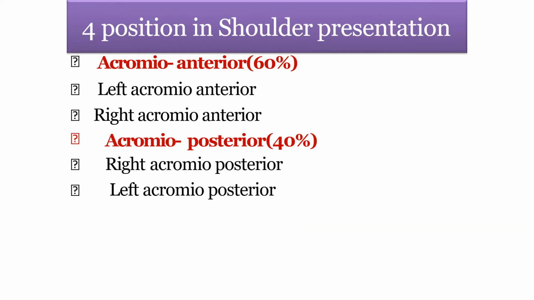Next, we can see the different positions in the shoulder presentation. In the case of shoulder presentation, the denominator is the acromion process of the shoulder. If the acromion process is pointing towards the left iliopectineal eminence, that position is left acromio-anterior. If it is pointing towards the right iliopectineal eminence, that position is right acromio-anterior. If the acromion process is pointing towards the right sacroiliac joint, that position is right acromio-posterior. And if the acromion process is pointing towards the left sacroiliac joint, that position is left acromio-posterior. These are the common positions in the case of shoulder presentation.